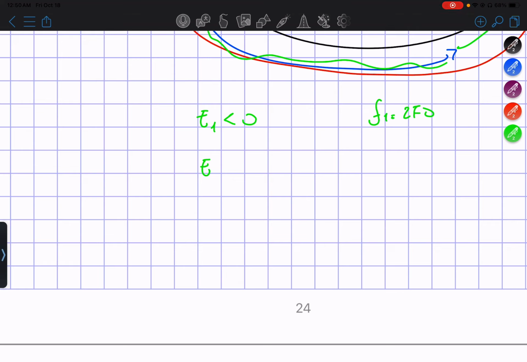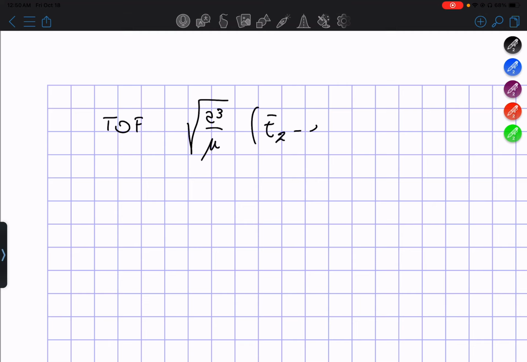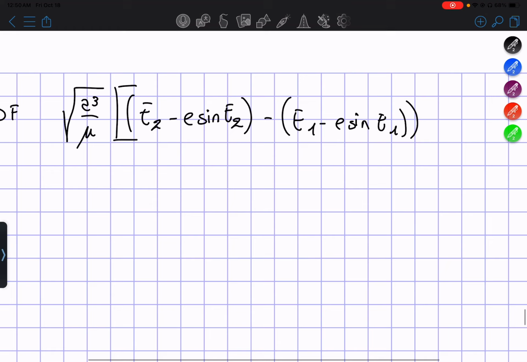A different way we can do it, and that's the way I would suggest because that's the clean, elegant way to do it, is that the time of flight between two points is equal to the square root of a cubed divided by mu times E2 minus e sine E2, minus E1 minus e sine E1. So you're starting from E1 and you're going to E2. This is all that you need to plug in there.